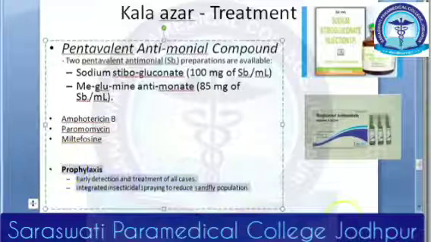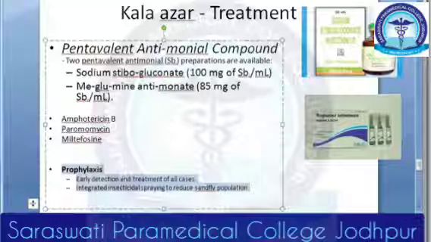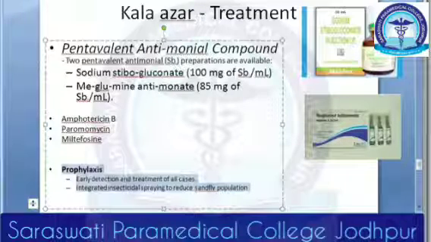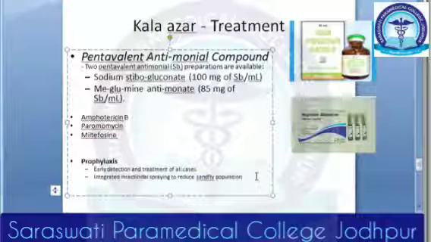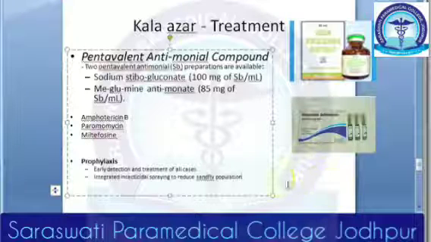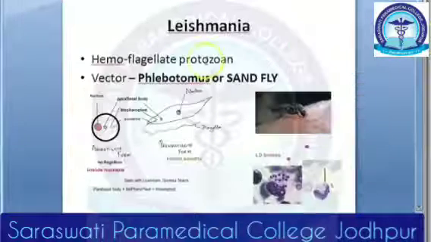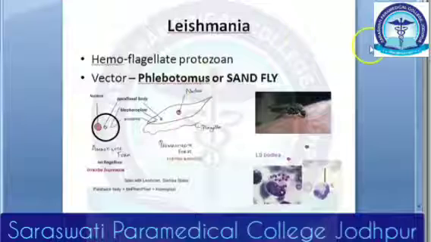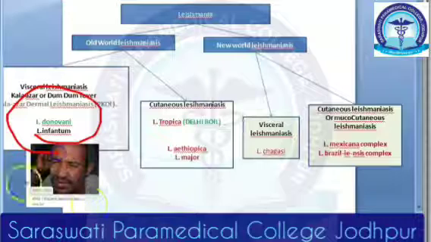Prophylaxis means how do you prevent getting this leishmaniasis? Hygiene, early detection, treatment, right? You have to reduce the sand fly population. All the standard things you write, okay, hygiene, mosquito net, and all those standard things about prophylaxis you can write, whatever you have learned from community medicine. So this completes the Leishmania topic. Leishmania donovani is what we have covered, right.